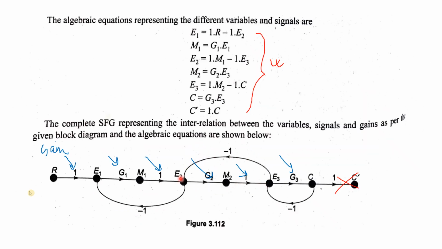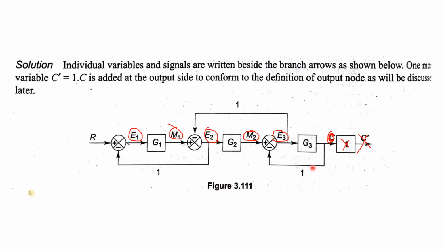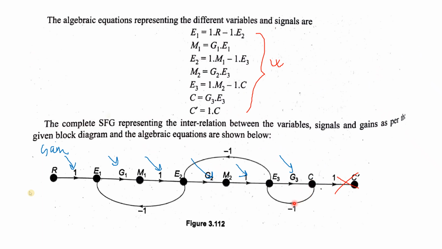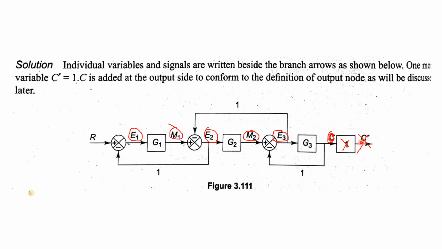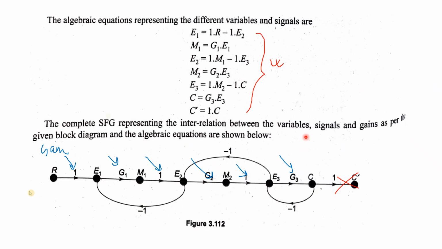Okay. Here there is a feedback from E3 to E2. So again E3 to E2, there is a negative feedback. And there is a feedback from C to E3, negative feedback. Got it? So you can see this particular system, it is a little bit complicated. It is not too complicated, but it is a kind of system where block reduction technique is required. Otherwise you will not be able to solve. But using this signal flow graph also, you can easily solve it.